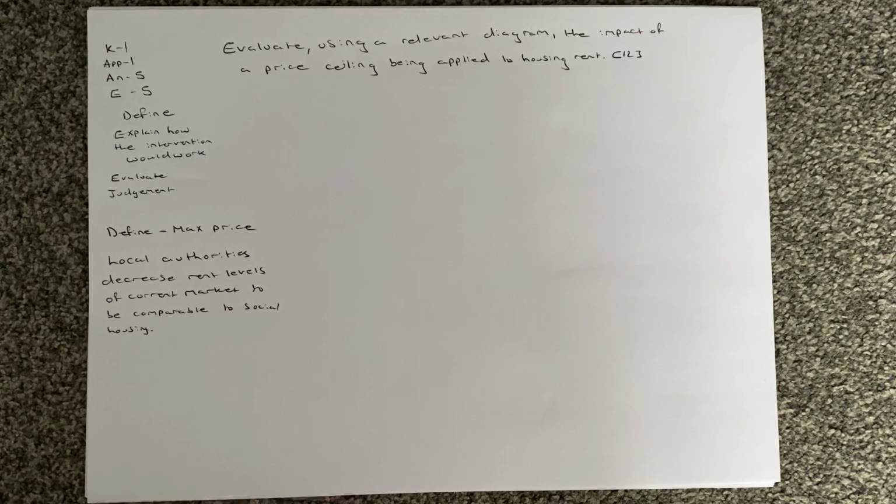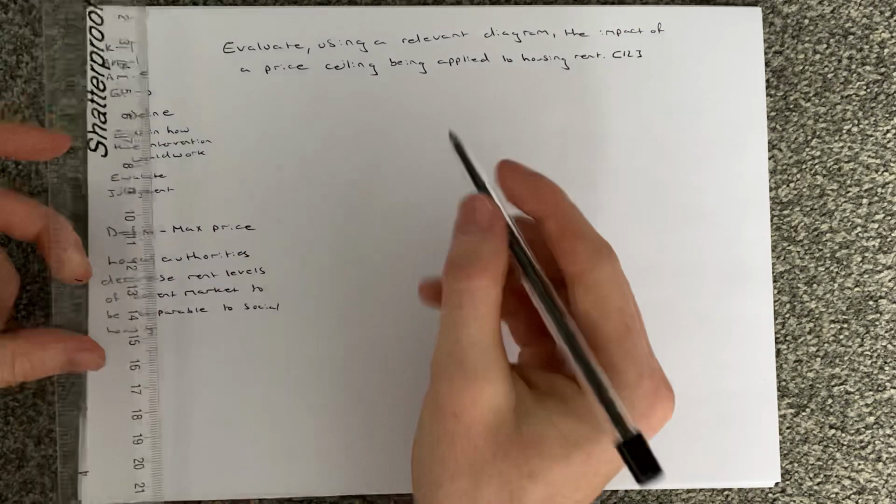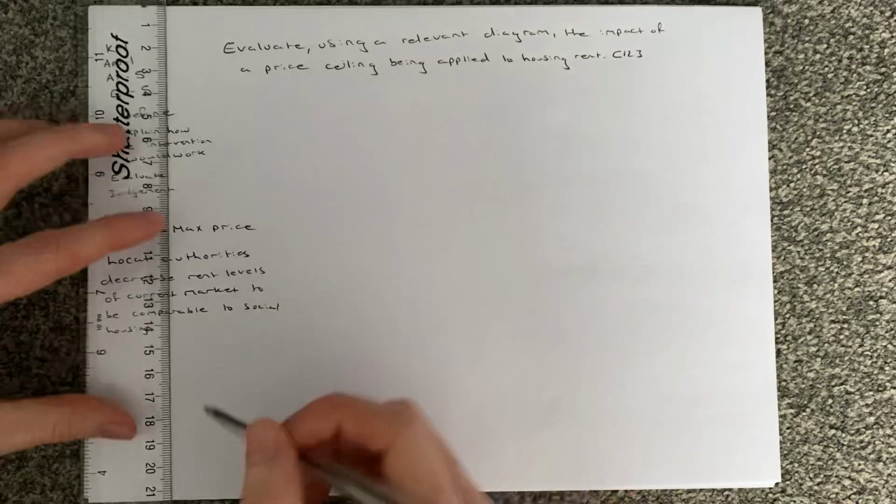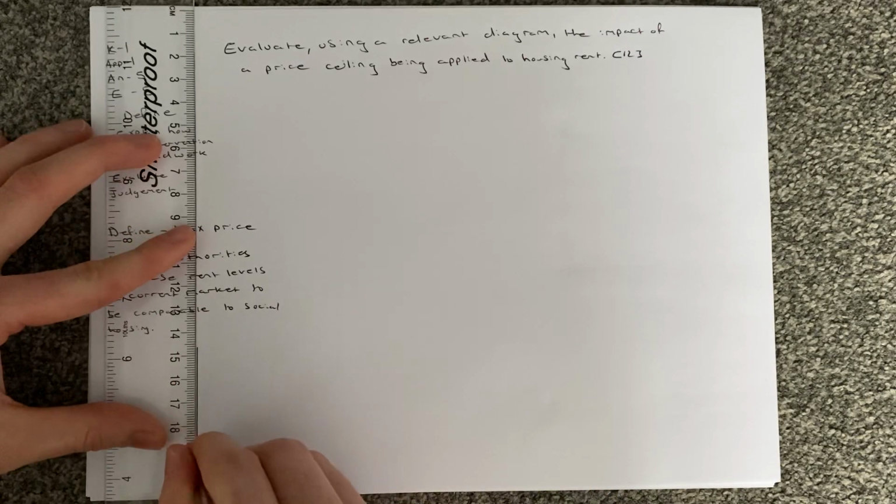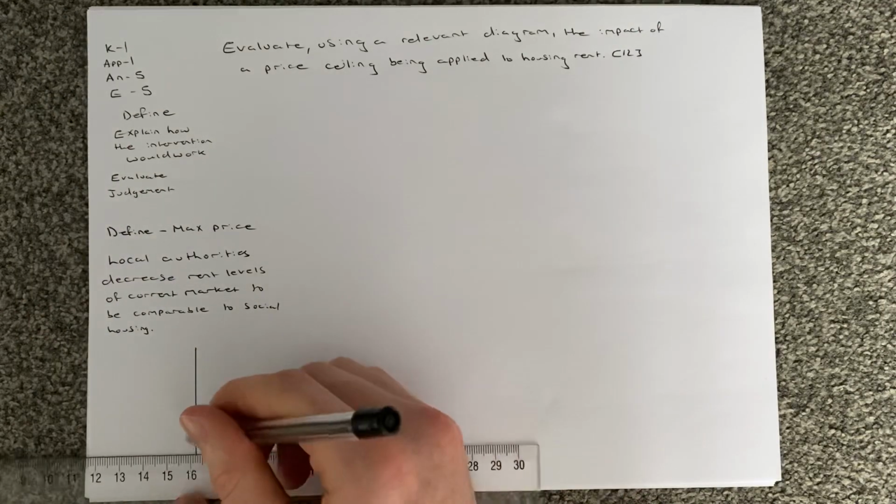So we've got some application there with regards to the case study. We've defined what a maximum price is. So we've already demonstrated some knowledge and application at the start of our response. Now what we want to do is make sure we can get our analysis. And what we're going to need to do is draw our maximum price diagram, because as it says in the question, using a relevant diagram. So let's insert our diagram here.